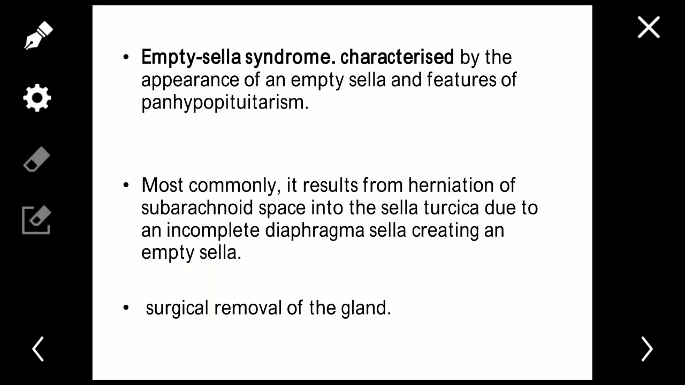And one more cause of hypopituitarism is empty sella turcica, which is characterized by appearance of an empty sella and features of panhypopituitarism. So, the pituitary is present in the sella turcica, but here the pituitary will be absent. Most commonly, it results from herniation of the subarachnoid space into the sella turcica due to an incomplete diaphragma sellae, creating an empty sella, and also surgical removal of the gland can lead to empty sella syndrome.